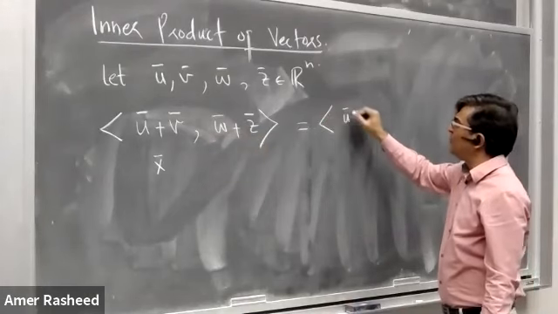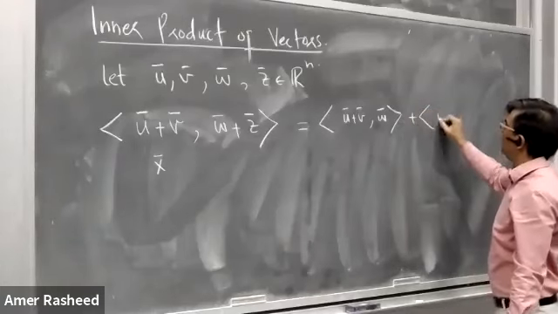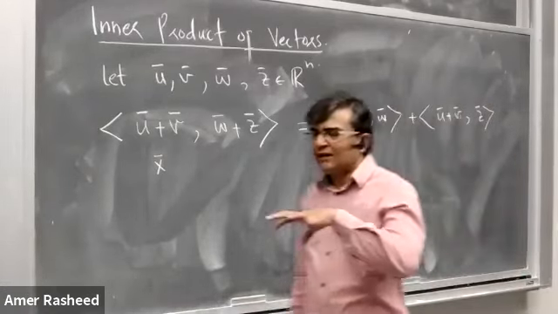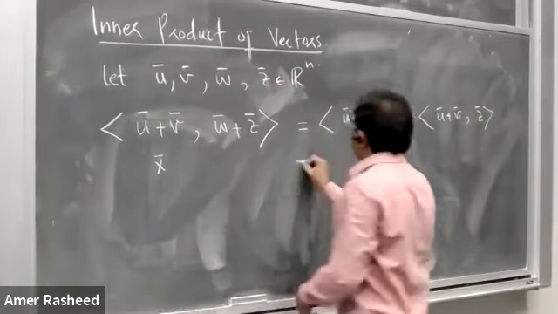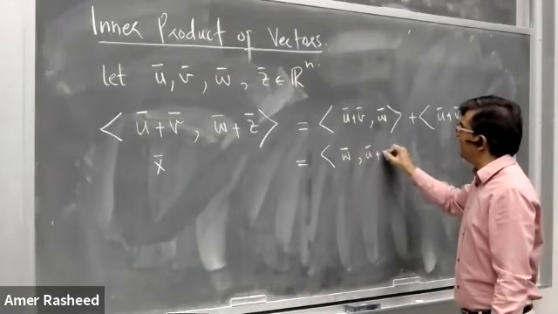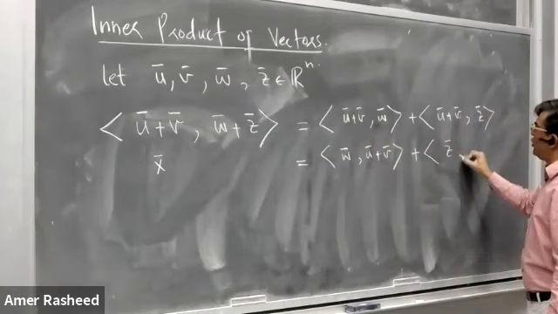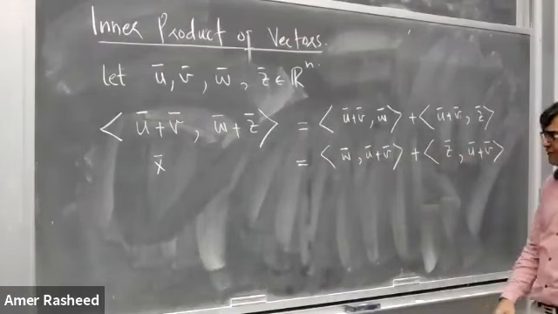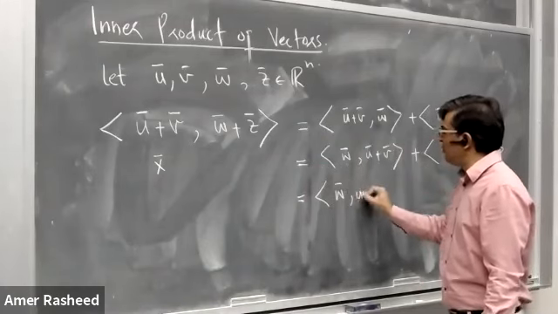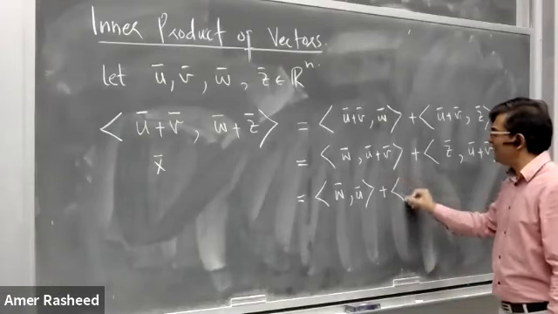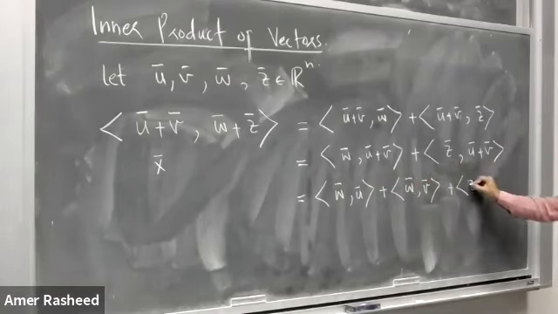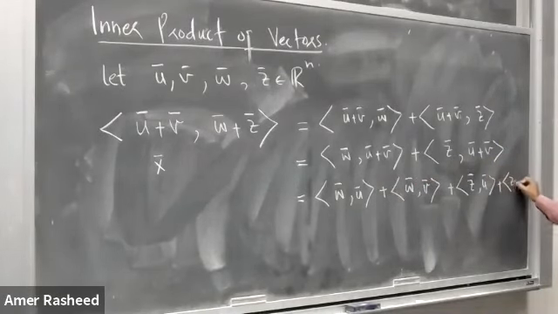So we can write here U plus V, W plus U plus V, comma Z, inner product. Now, as we know that the inner product is commutative, we can interchange the places of these things. So it is W, U plus V, plus here Z comma U plus V, because the inner product is commutative. Next, we can use again the distributive property. So we can write it W U plus W V plus, here again distributive property, Z U plus Z V.